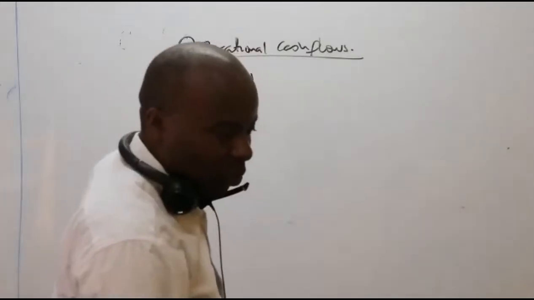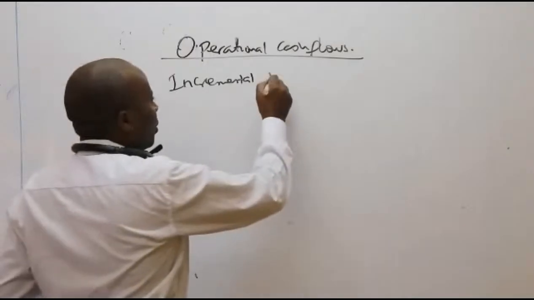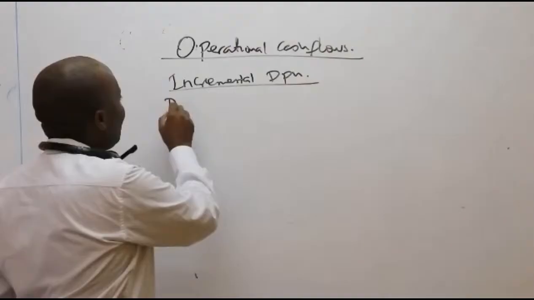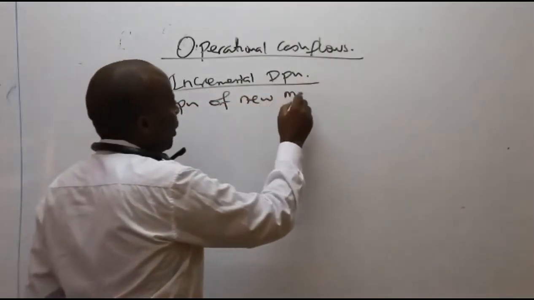So we look for incremental depreciation. This is the name of the working. So incremental depreciation, what do we have? Number one, we have depreciation of the new machine.